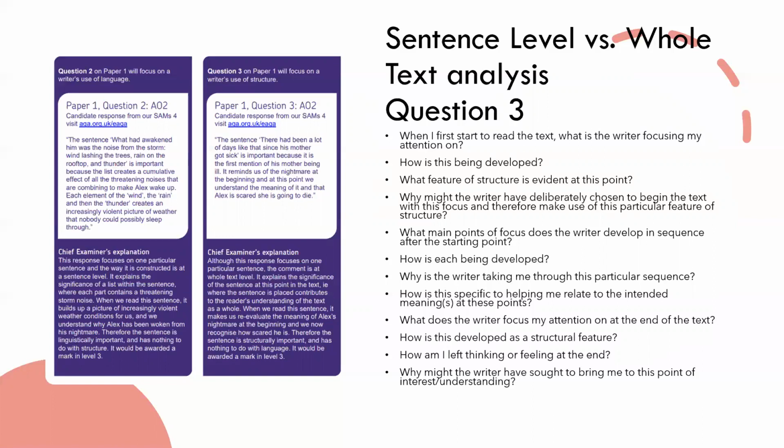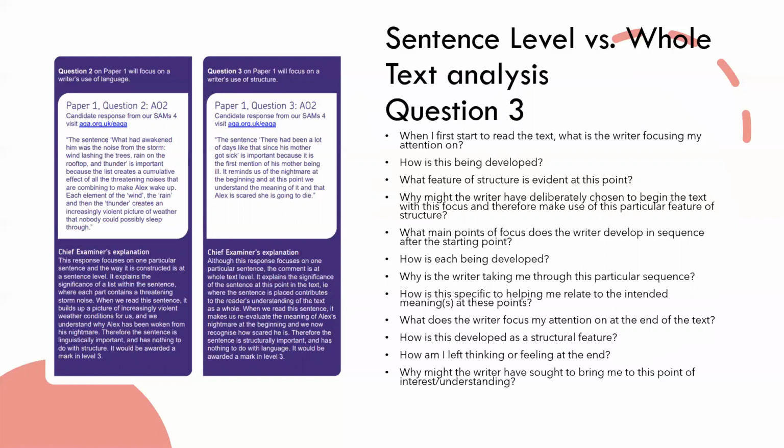What main points of focus does the writer develop in sequence after the starting point? So what is the writer going on to chronologically as we go through the extract, and why? What are we shifting to and what are we shifting from, and why is that happening? How is each point being developed? Why is the writer taking me through this particular sequence? How is this specific to helping me relate to the intended meaning?